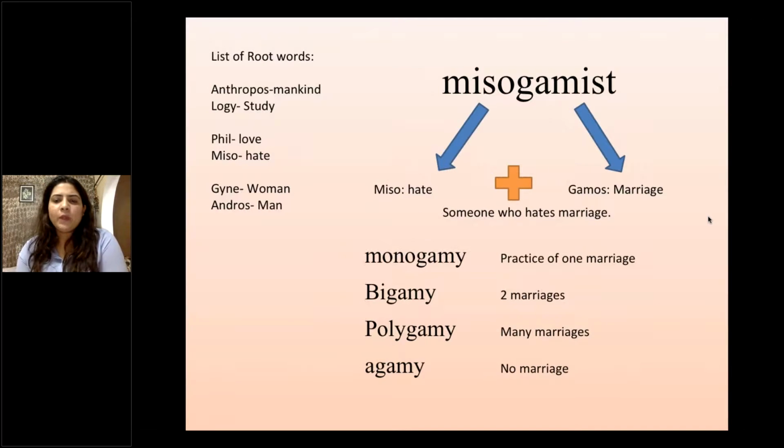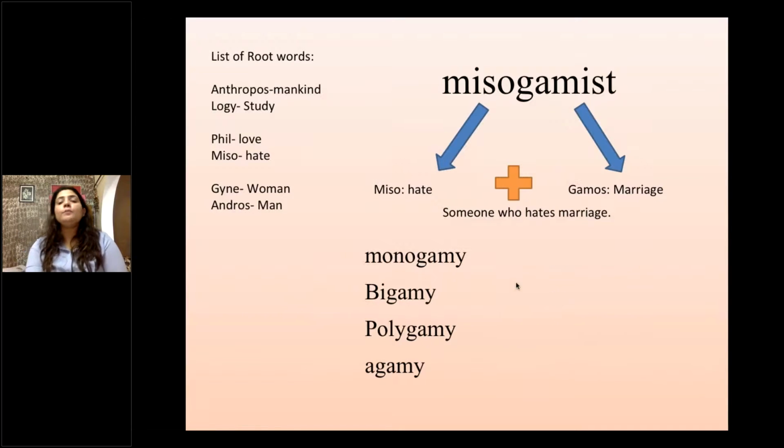What is bigamy? Bi is the root word which means two. So bigamy is two marriages. Polygamy. What is polygamy? Poly means many. So polygamy is many marriages. That is polygamy. And absolutely correct, Sanvi, Stuti. It is polygamy. Very good, Gursimran.